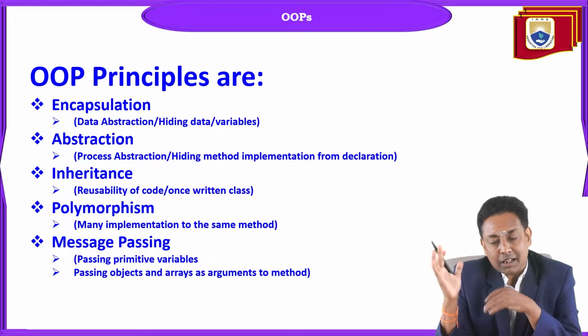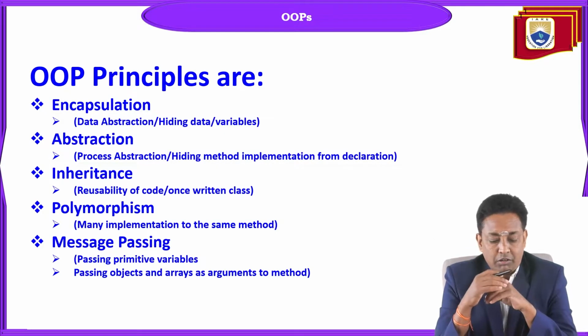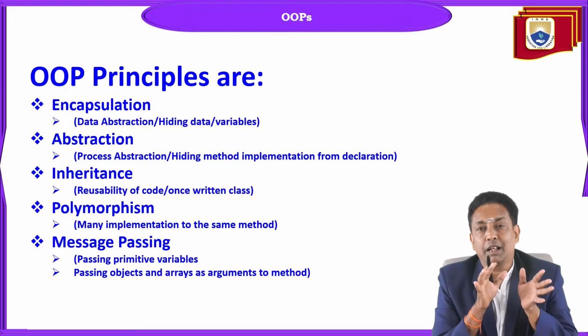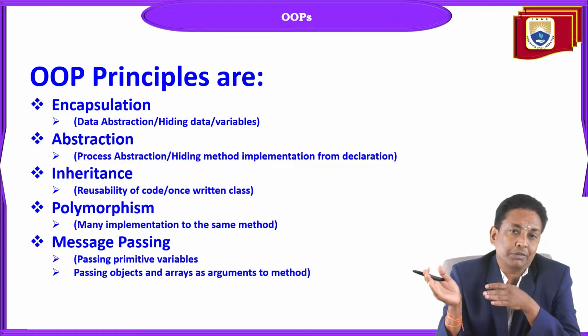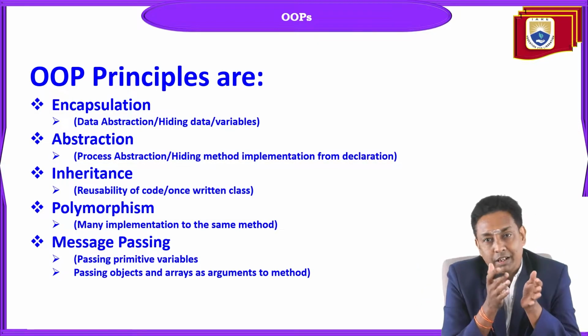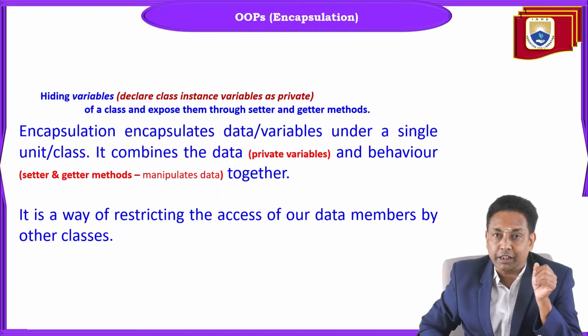And message passing is the last topic. So we just want to take a brief overview of what encapsulation is, what abstraction is, what inheritance is, what polymorphism is, and what message passing is. We'll discuss briefly and then we'll enter into encapsulation in detail.